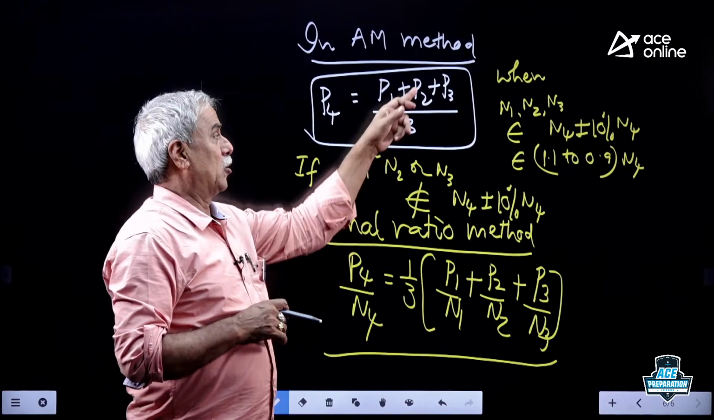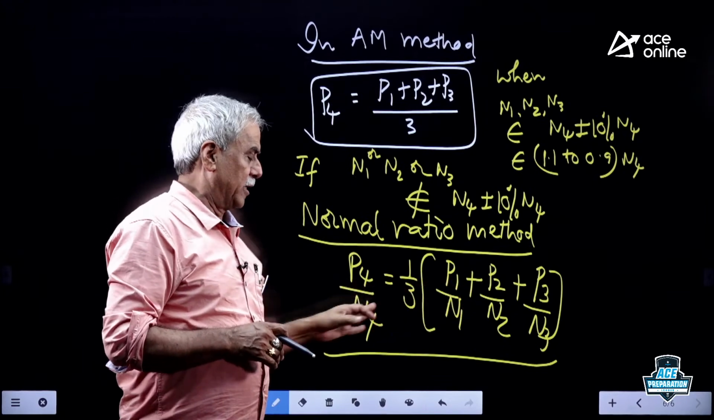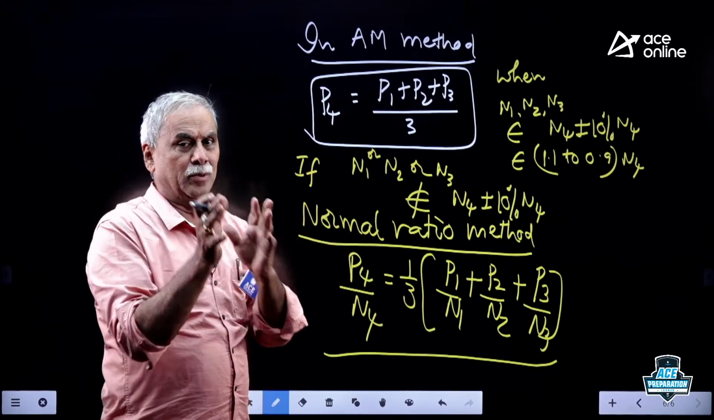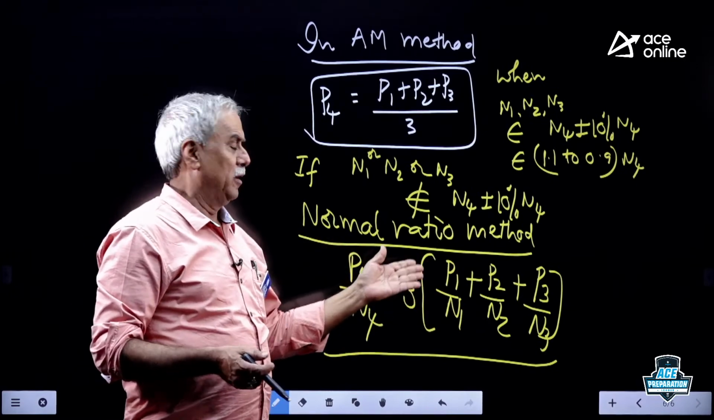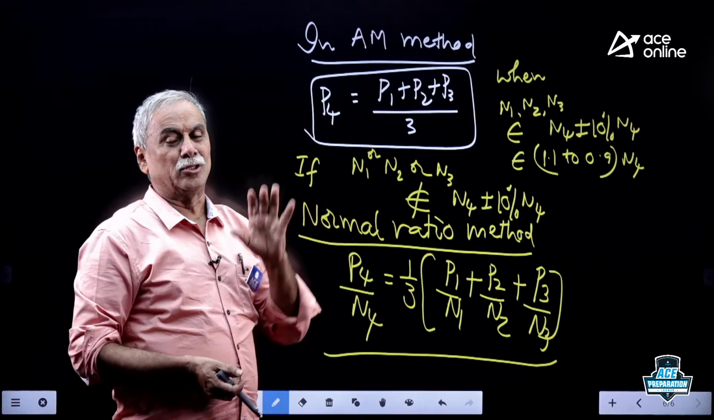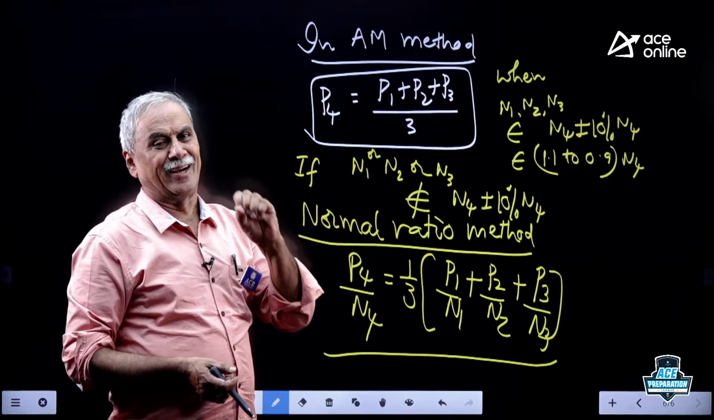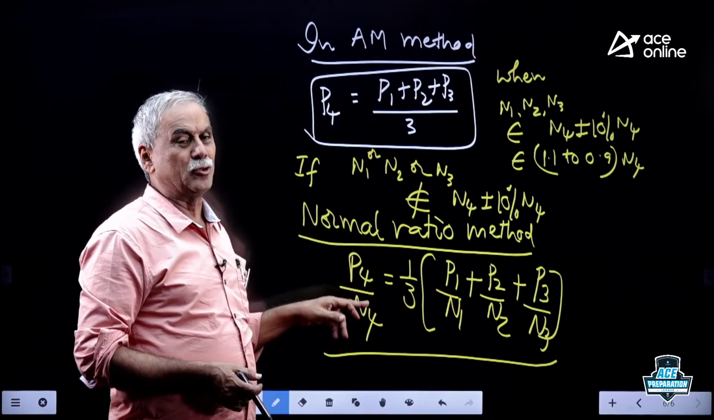When N values are in the closed region, if you suppose N1, N2, N3, N4 fall in the same closed group, you can just strike them off. What is P4? 1/3 of P1 plus P2 plus P3. That's the formula we get. So both the formulas will give the concurrent value provided N1, N2, N3 are very, very close to N4.